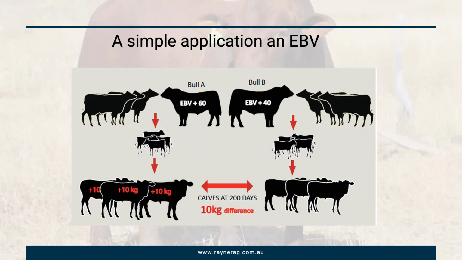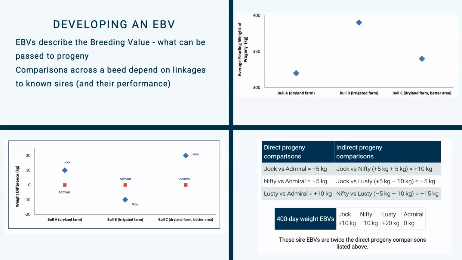So we move, I guess, in terms of this concept about developing an EBV. And part of this is this description about what is going to be passed to progeny. And we depend upon the linkages that we have between the animals on the farm with other animals within the breed in other locations. And so if we have a look at the graph up on the top right-hand side, and if we were looking at the average yearling weight of progeny, if we looked at bull A, his average yearling weight somewhere in the order of about 310 kilos or so.